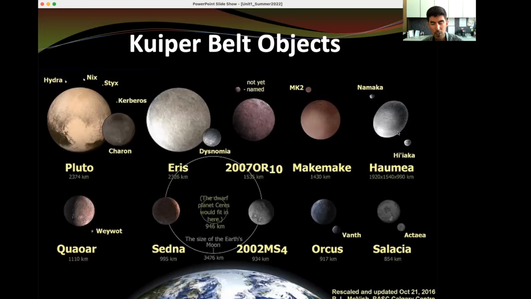We saw this picture in the last lecture of the different Kuiper Belt objects. Here is Pluto. We've seen Pluto, but we have these artistic representations of the different objects. And as you can see, they are very large objects. Some of them are even almost similar in size to Pluto.